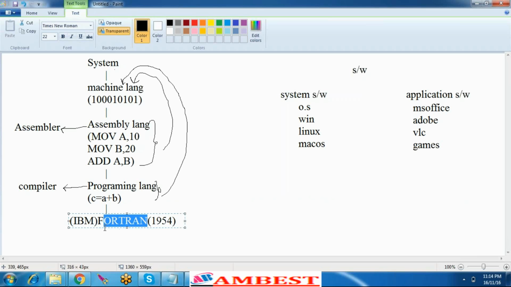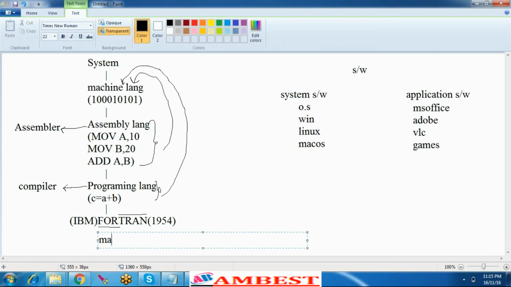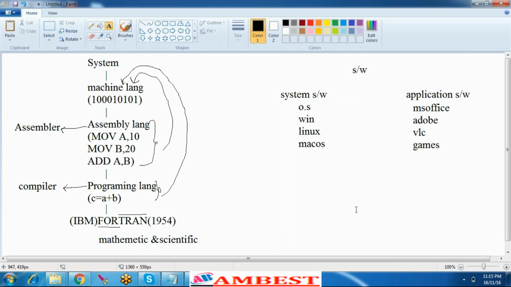Okay, then what do you mean by Fortran? Formula translation. So here Fortran means formula, tran means translation. So I said at the starting, any programming language is used to develop software, either system software or application software. Here Fortran is used to develop mathematical and scientific applications, like sine, cos, e power, log, or all these concepts we are using to develop an application. So Fortran can develop only mathematical and scientific applications.